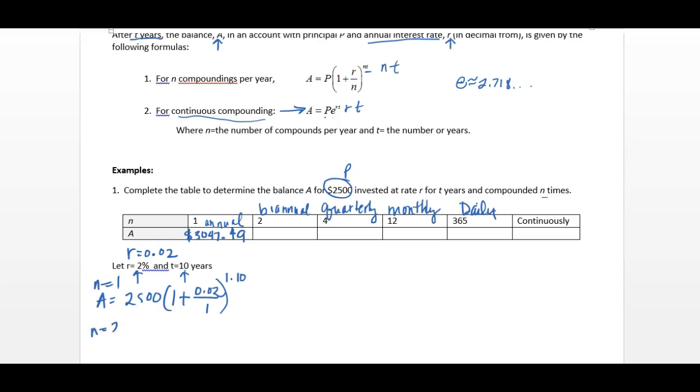Now, if n is equal to 2, this is going to change a little bit. It's still 2,500 principal. 1 plus 0.02 divided by 2. Now it's 2 times 10 compounding, or you could raise that to the power of 20. It's the same thing. When I put that in my calculator, I get $3,050.48.